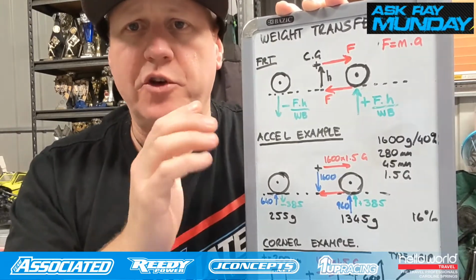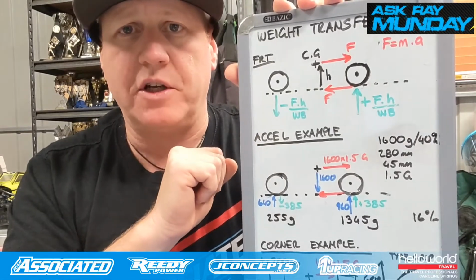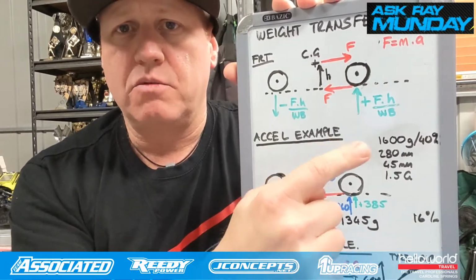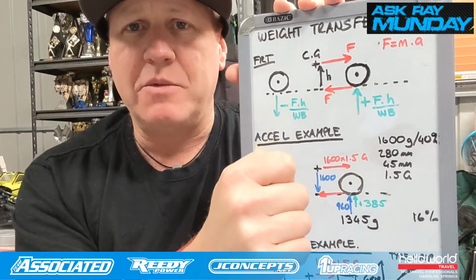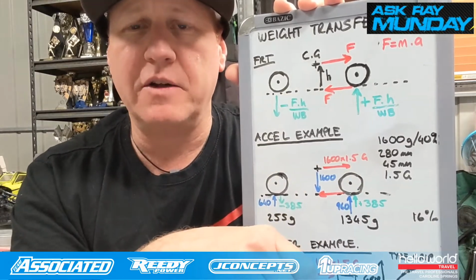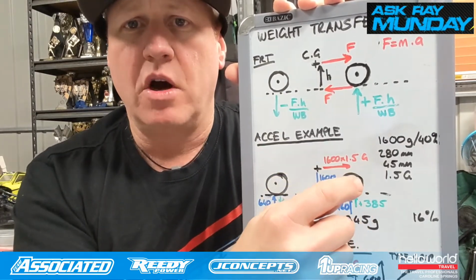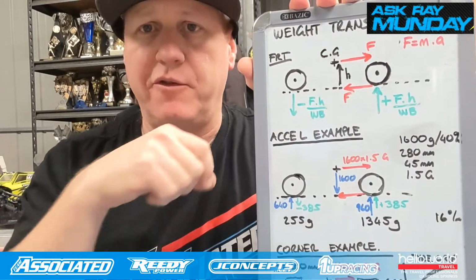So I'm going to use, firstly, the example of accelerating with my B6.3D. Now, in this case, the vehicle weight is about 1,600 grams. The wheelbase is about 280 millimeters. The center of gravity height I've measured is about 45 millimeters above ground. And I'm going to use the example of a 1.5G acceleration. So we're going to be accelerating the car forward.